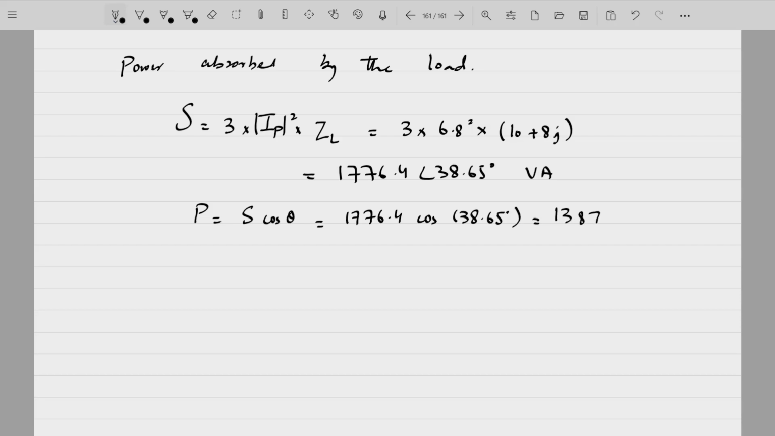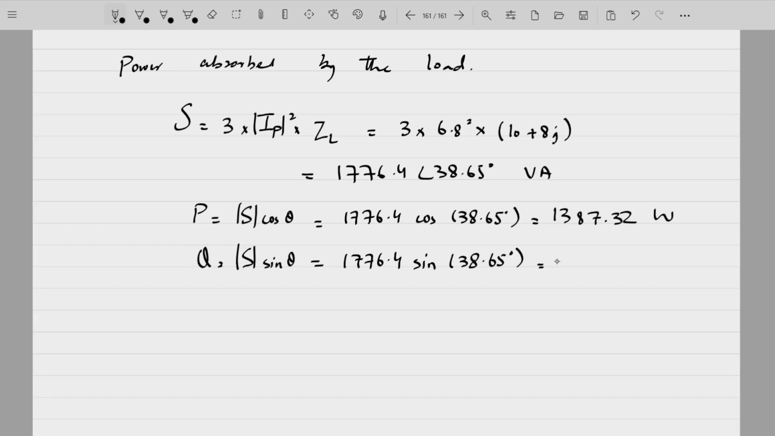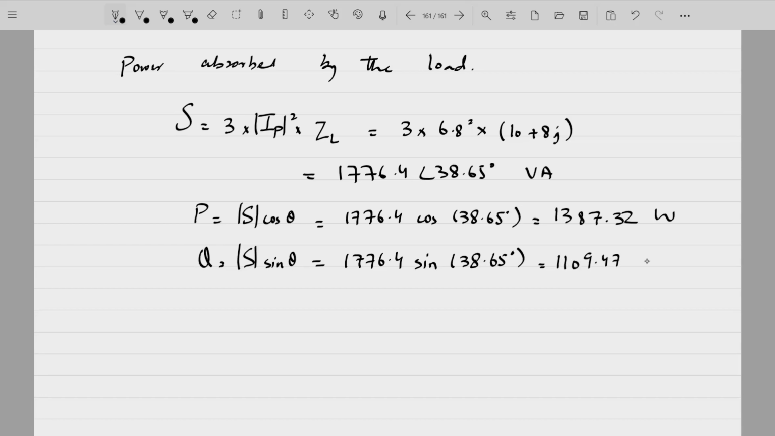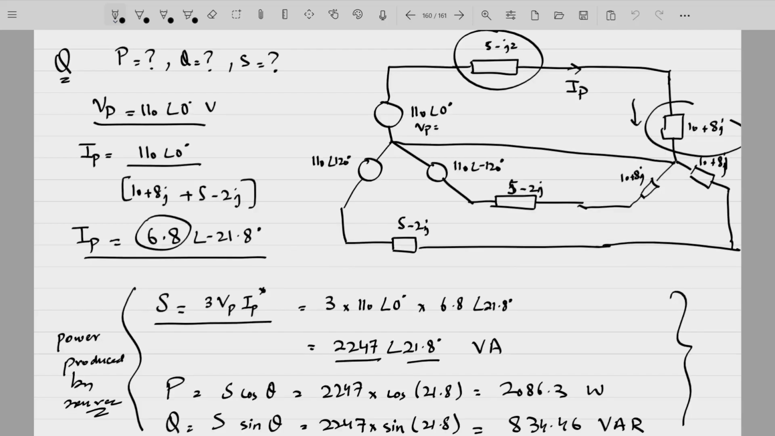That is 1387.32 watts, and Q will be equal to S sine theta, that is 1776.4 into sine of 38.65 degrees, which is 1109.47 VARs.